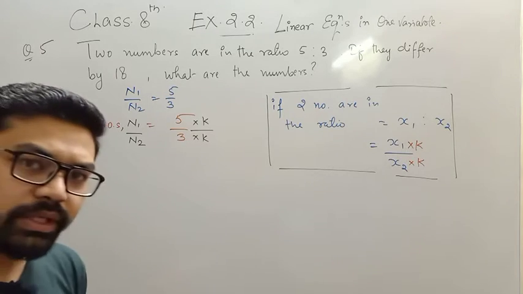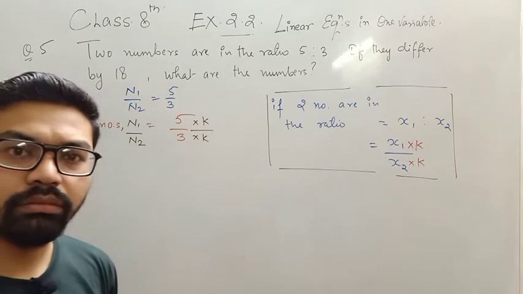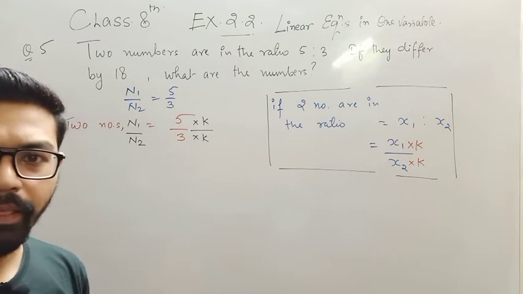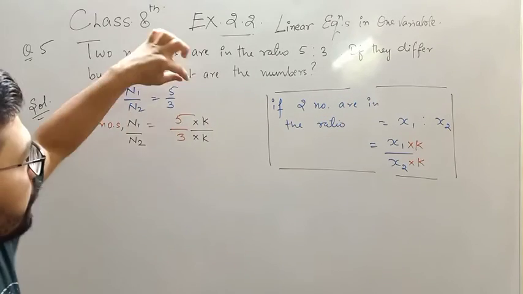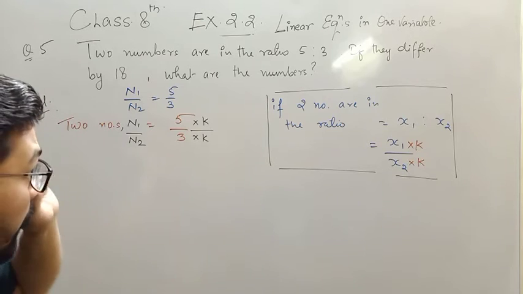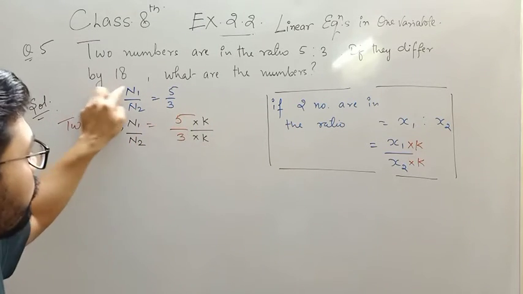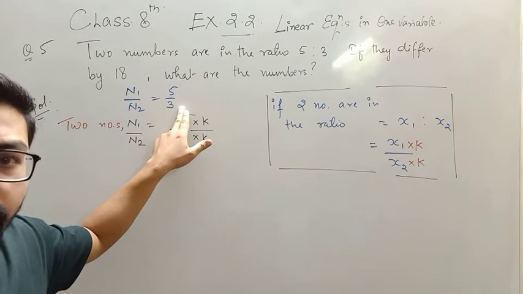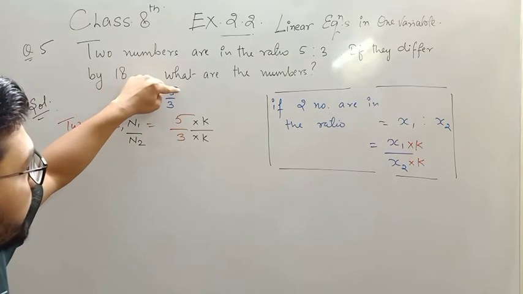So what you will say is that sir, n1 is equal to 5 and n2 is equal to 3. It is not correct because you don't know what is the factor which is multiplied with 5 and 3. So in that case, beta, if the ratio is given as n1 upon n2 equals 5/3, you cannot write n1 equals 5, n2 equals 3. The correct way of representation is you can simply multiply k with 5, k with 3.